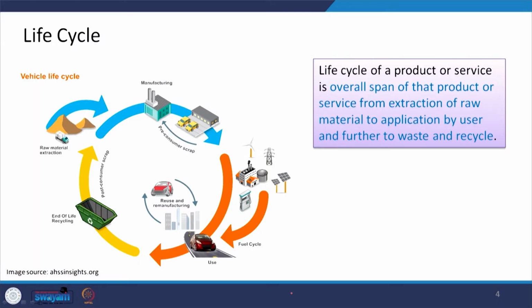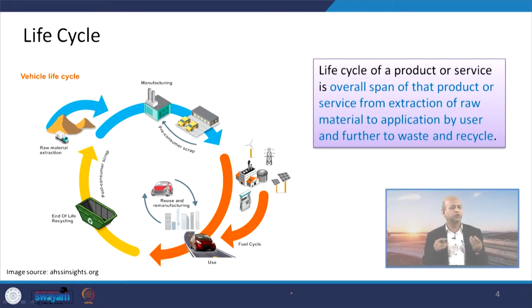In this pictorial representation you can see the life cycle. Let us take an example, because we are discussing transportation systems. Let us see if a vehicle is there. What is the life cycle of that particular vehicle? For a vehicle, if we need steel or metals, first of all the raw material is extracted from the mines or whatever source is there. So, it starts from there, then it goes to the manufacturing plant.